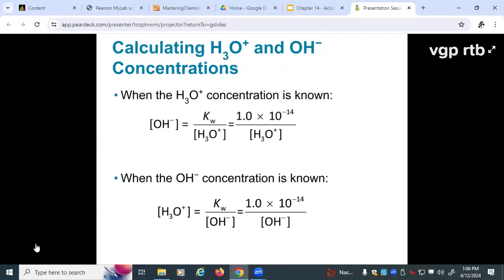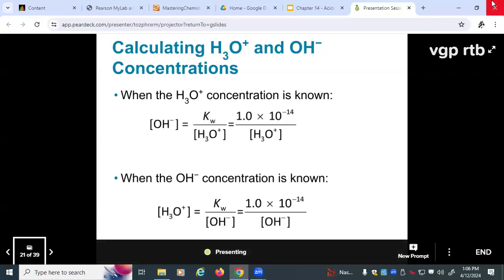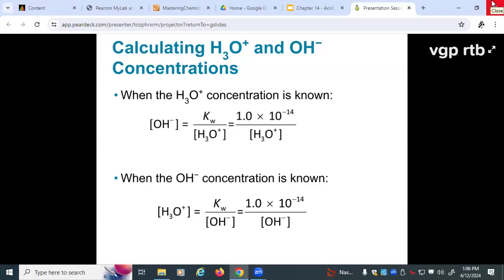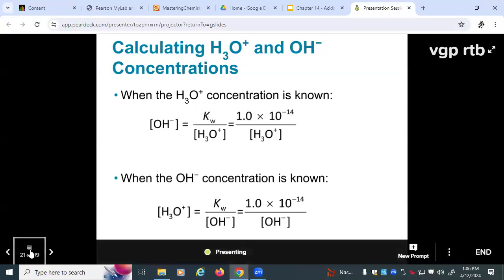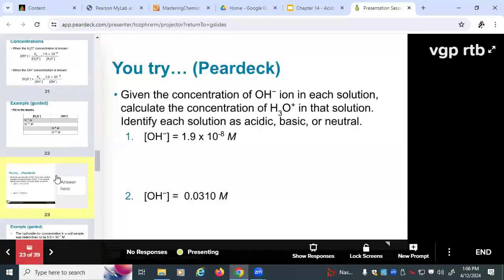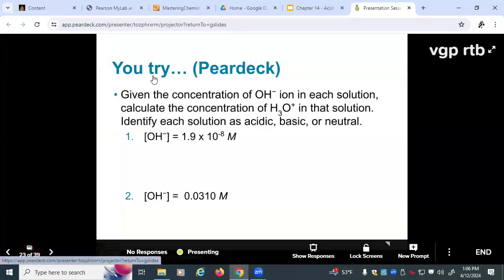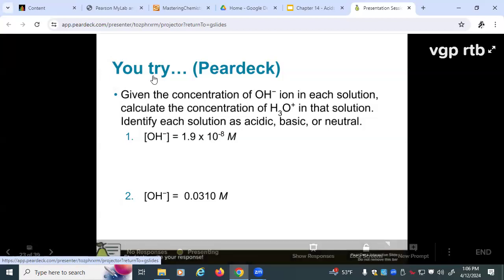But since it's been a week, I wanted to take a couple of example problems here at the start to get us back into what calculations we were doing at the end of Friday, just to refresh ourselves of where we were last week. So let's start with this problem here. It's a Pear Deck problem, so I'll let you get the participation points, but let's work on it together here.